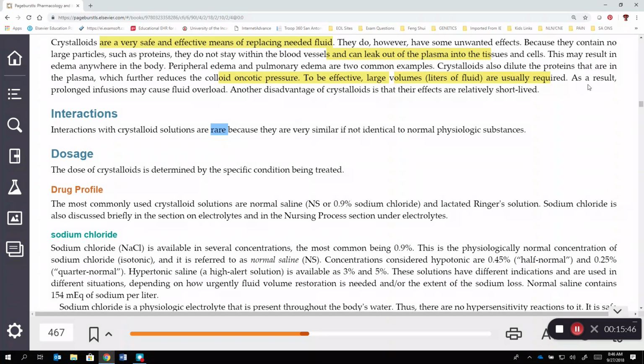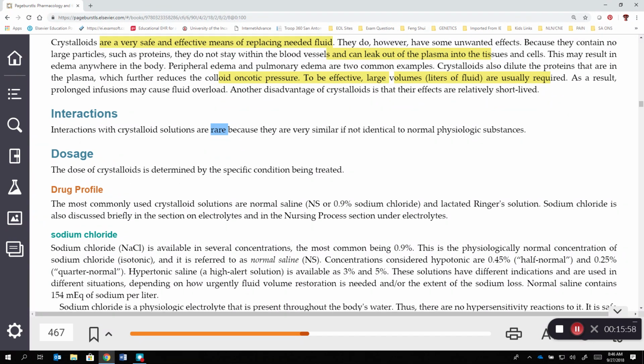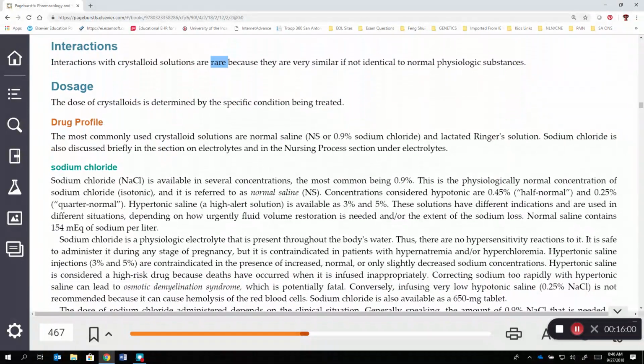Oh, see this last sentence. As a result, prolonged infusions can cause fluid overload. So that would be one of your adverse effects. So we have to be careful and measure I&O on our patients and their weight to make sure that they really are achieving fluid balance.